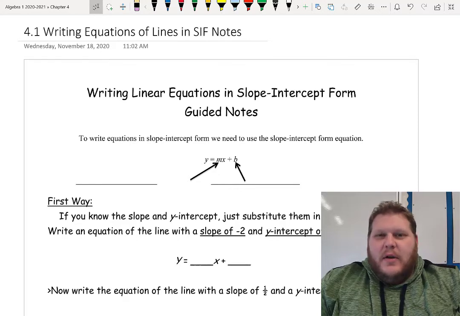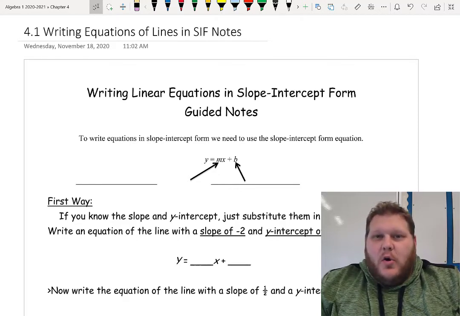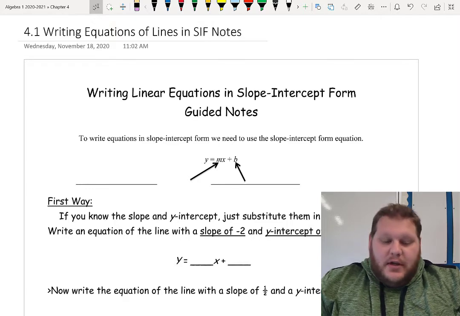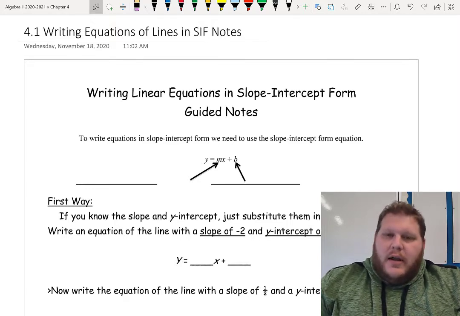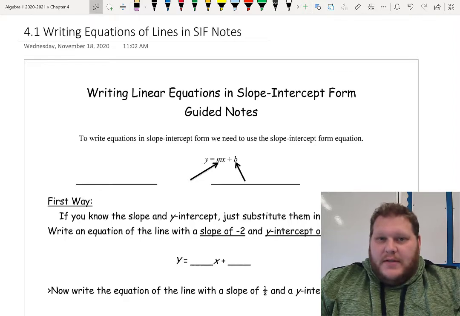Hey guys, today we are starting chapter 4, which is all about writing equations of lines. Specifically here for 4.1, we're looking at writing equations of lines in slope-intercept form.